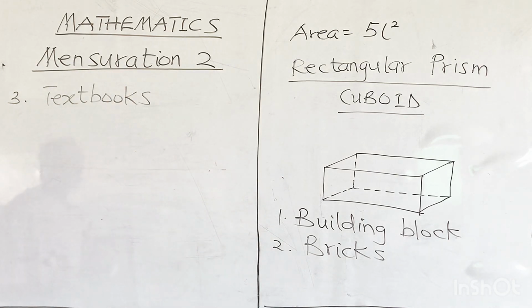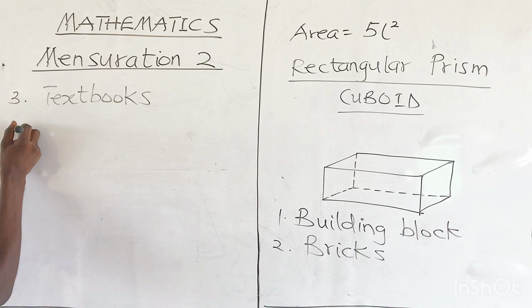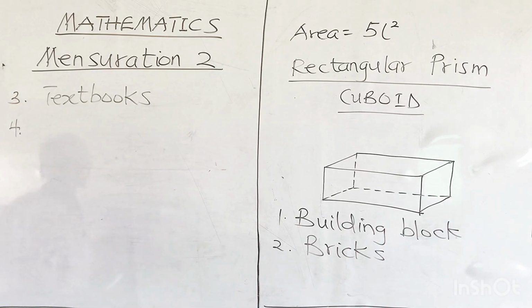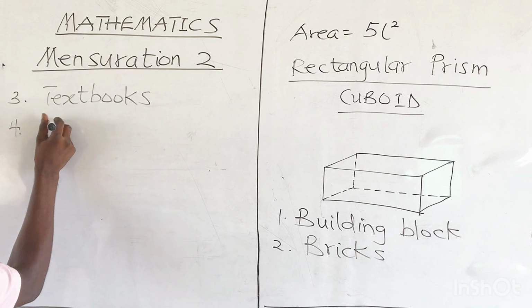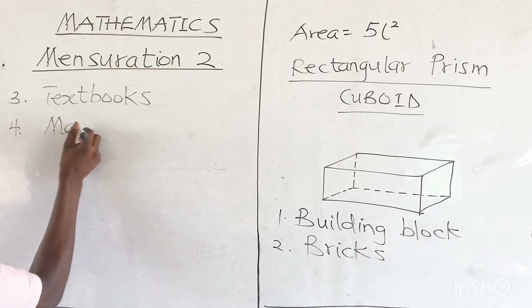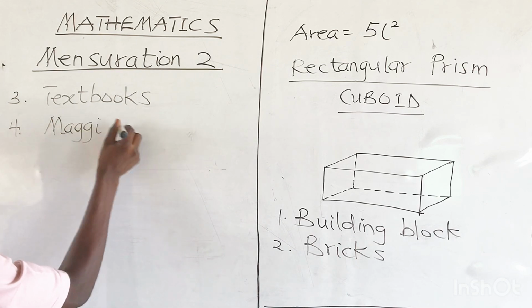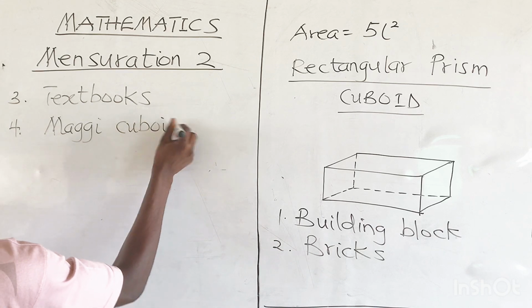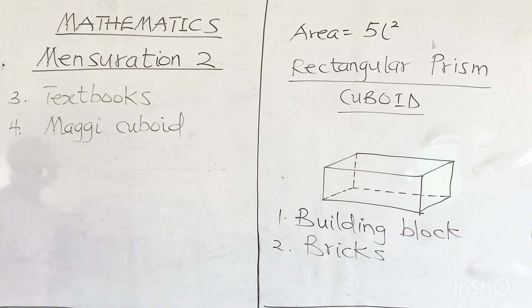These are all examples of a cuboid, and we even have these spices in the form of a cuboid, like Maggi cuboid. They are all examples of a cuboid.